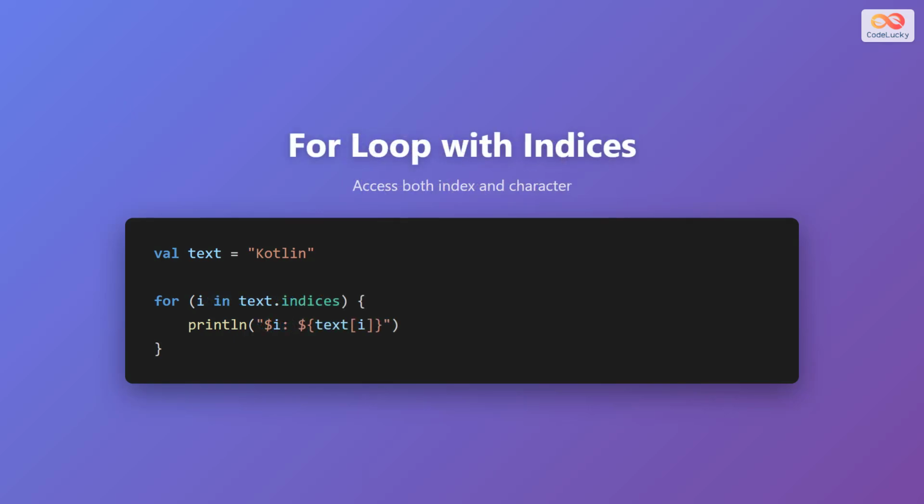Sometimes you need both the character and its position in the string. For this, you can use the indices property. The indices property returns a range of valid index positions for the string. You can then use these indices to access each character using square bracket notation. This approach is useful when you need to know where each character is located, such as when modifying specific positions or comparing characters at different indices.